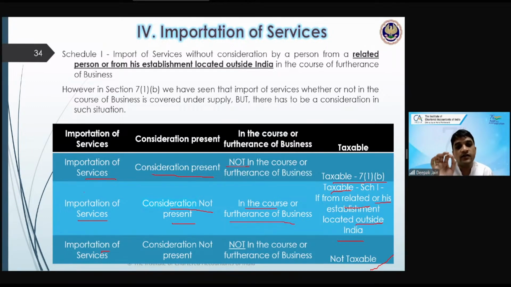Yes, this slide, please note down, this is not there in your board of studies material. Based on analysis, I have prepared this. So please understand this, because in import generally you may have confusion. It is given in Schedule 1 and also in Section 7. So please understand this, so that it will be useful for you.